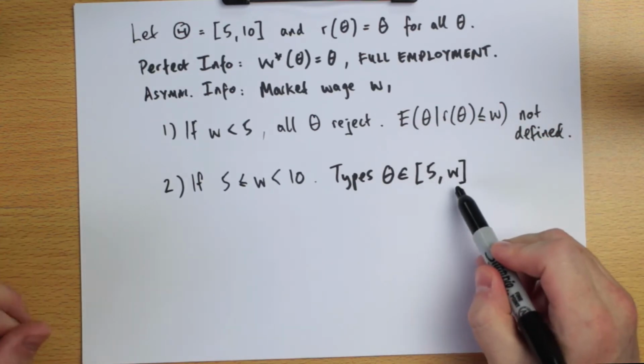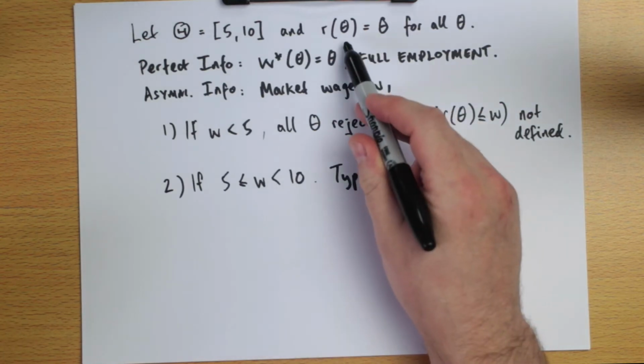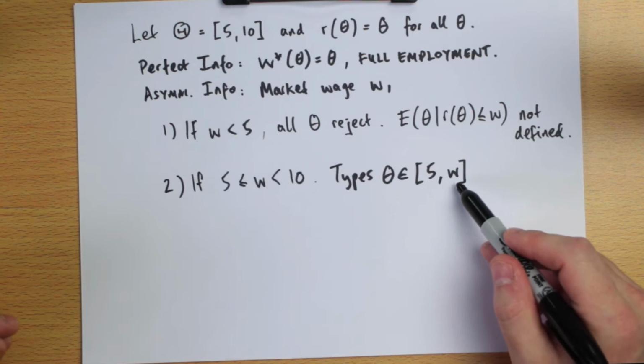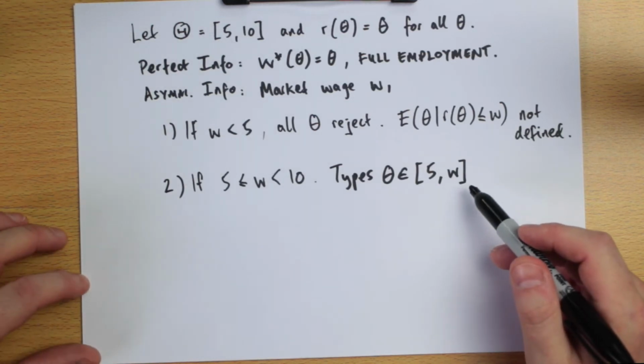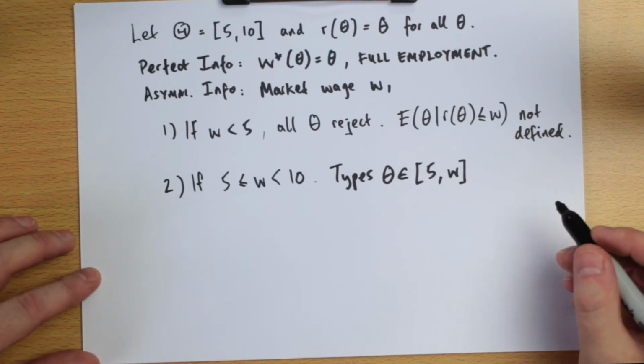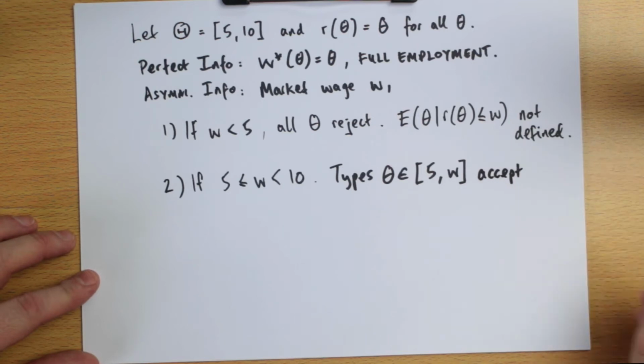So the individual whose theta is equal to this W will accept, because R of theta equals theta. As soon as theta goes higher than W, that type of worker won't come to work in this case. So these are the types who accept employment.